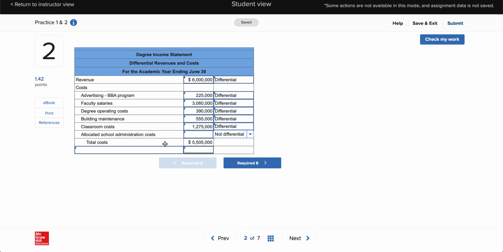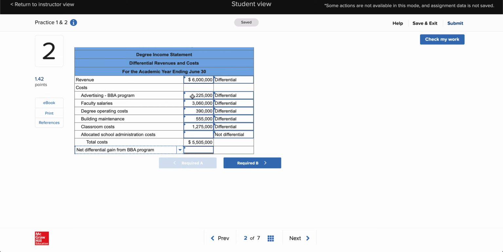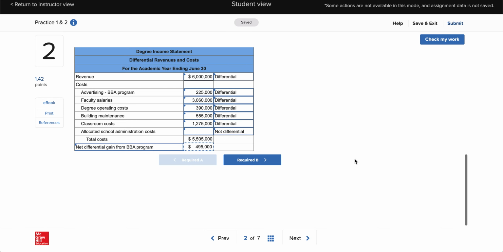What we end up with here then is total cost of $5,505,000. So as far as our bottom line goes, the net differential here is going to be a gain, because we have revenues that are more than these costs. So we are looking at $495,000. That's the end of requirement A here.